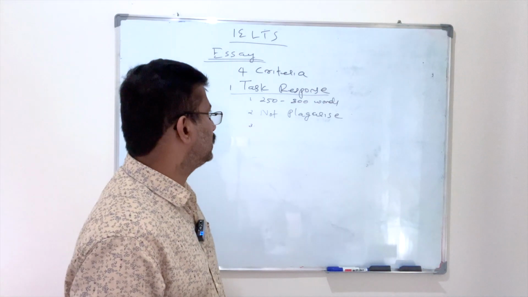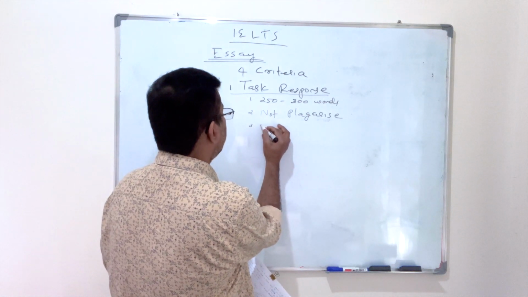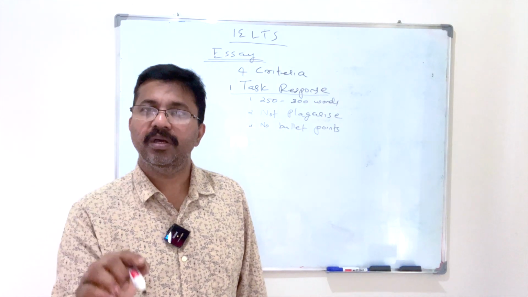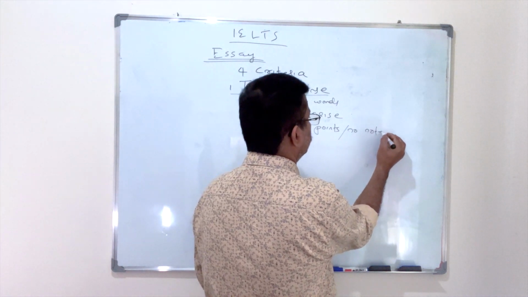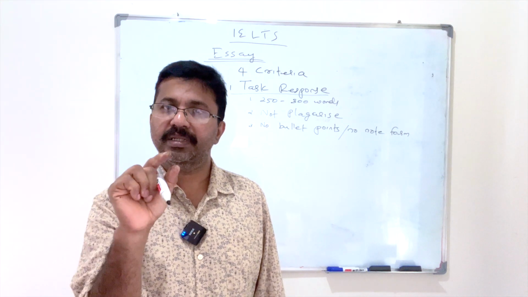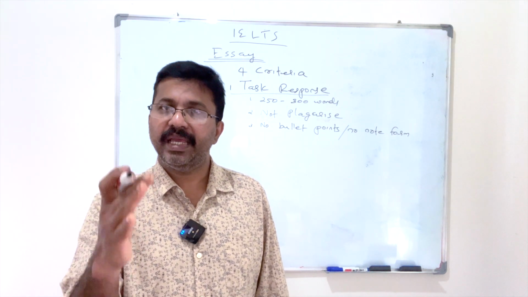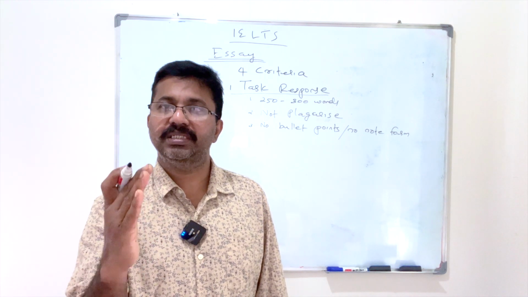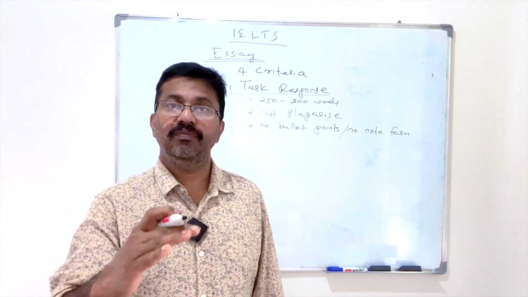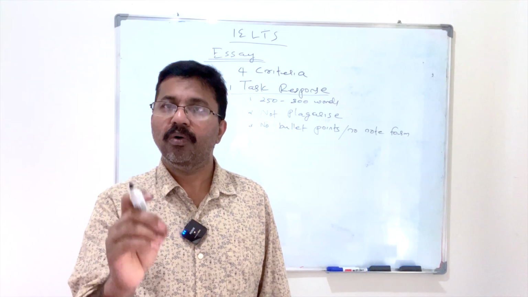The third element under task response is you should not write your answer in bullet points. No bullet points. You should not write your answer in bullet points or in note form. Instead, your answer must be in full sentences with subject, verb, and object. Because this is not a knowledge test. Instead, it is a language proficiency test. If your examiner wants to assess your level of English proficiency, definitely you will have to write your response in full sentences. All right? You should never write your answer in note form or in bullet form.